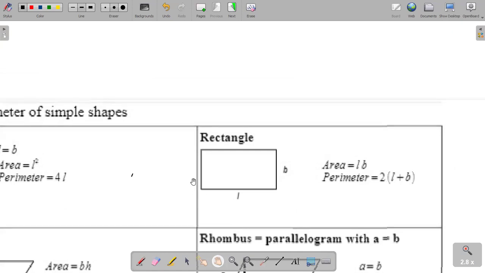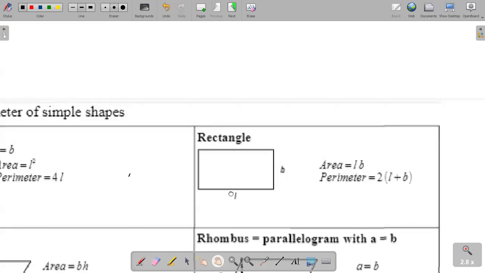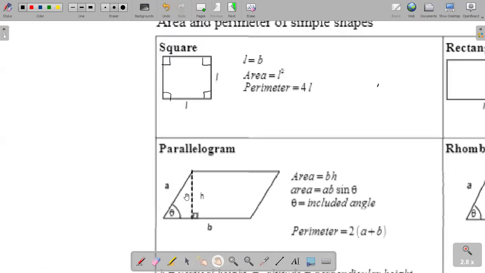Yes, it is. These 2 sides are parallel. Is a parallelogram a square? No, because what is special about a square? All the sides must be equal, right?